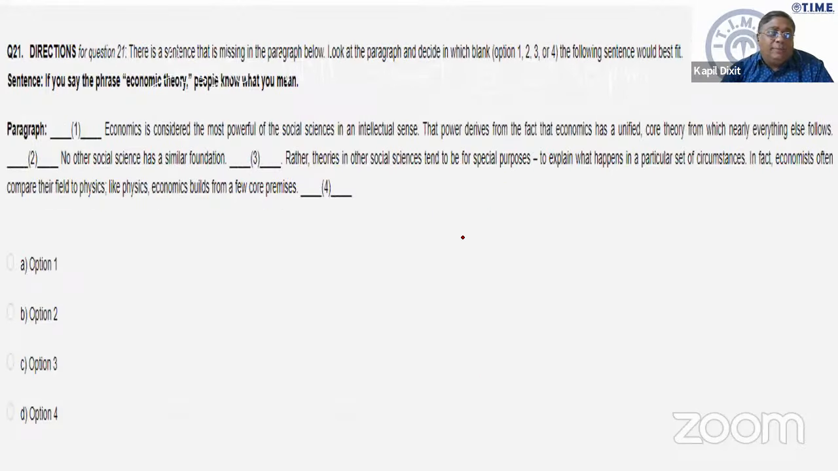Okay. Question number 21. Again, a doable question. Question number 21 was a doable set of questions. Again, I would say easy. Okay. Now, see, in 21, if you say the phrase economic theory, people know what you mean. Economics is considered the most powerful of the social sciences in an intellectual sense. This is intro to eco. Okay, intro to economics.